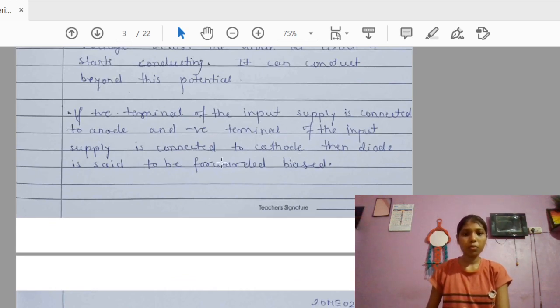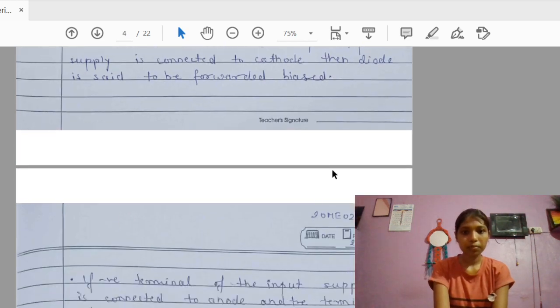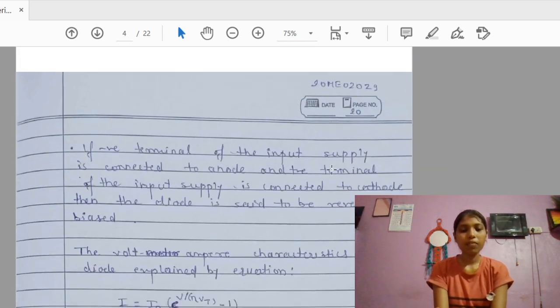If the positive terminal of the input supply is connected to the anode and the negative terminal of the input supply is connected to the cathode, then the diode is called forward bias. If the negative terminal of the input supply is connected to the anode and the positive terminal of the input supply is connected to the cathode, then the diode is called reverse bias.